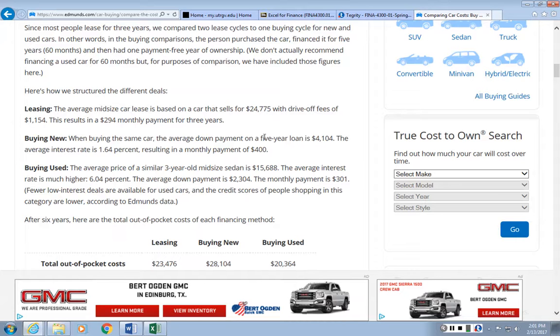Now, drive-off fees. So basically, today you have to pay this, sort of like a down payment. It's $1,154, and then it results in a monthly payment for 3 years. It's a 3-year lease of $294. So let's use 300 just to make it simple. And I'm going to make the drive-off fee, maybe 1,200. All right. So let's go to the Excel.